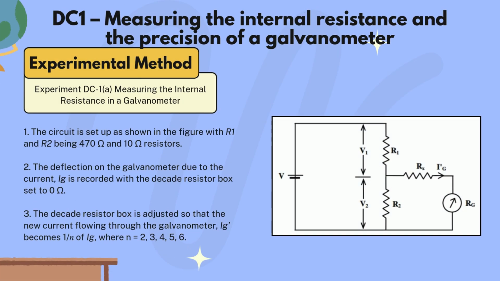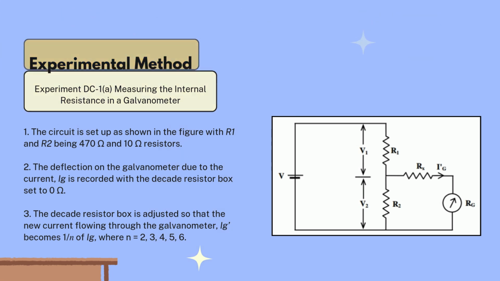So how did I conduct these four experiments? In the first experiment, the circuit is set up as shown in the figure, with R1 and R2 being 470 ohm and 10 ohm resistors. The deflection on the galvanometer due to the current Ig is recorded with the decade resistor box set to 0 ohms. The decade resistor box is adjusted so that the new current flowing through the galvanometer, Ig prime, becomes 1 over N of Ig, where N is equal to 3, 4, 5, and 6.